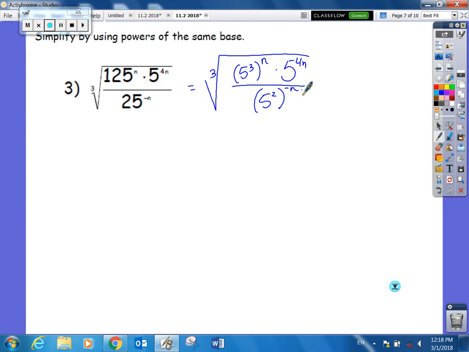So before you worry about that cube root, do everything that's inside. So I don't want this to be negative, so I'm going to go ahead and bring that negative up to the top. So 5 to the 3n times 5 to the 4n times 5 to the 2n when I bring it up. It was negative 2n on the bottom. Bring it to the numerator, and it becomes positive 2n. So all I did was multiply 3 times n, and multiply 2 times negative n, and then bring it up to get rid of that negative exponent.